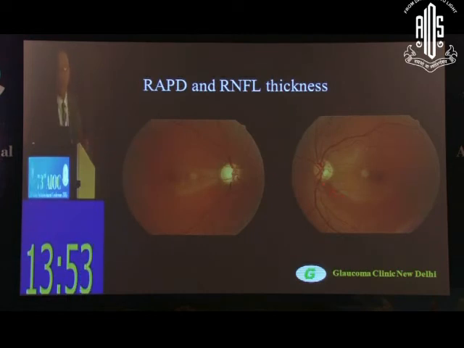The important thing to remember is that whenever there is an asymmetry in the thickness of the retinal nerve fiber layer of 25%, it will produce a relative afferent pupillary defect. And eyes which have an RAPD are likely to progress faster than the other eye.